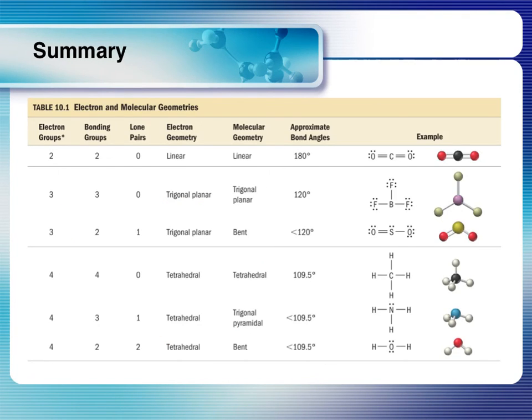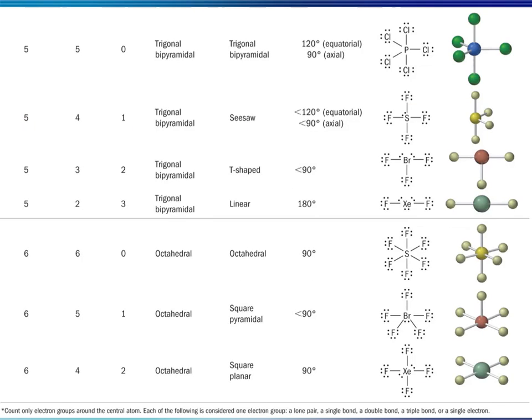So just as a summary, this might be a table that you print out and use as reference. It's on 2 pages. So again, if you have 2 areas around a central atom, it's linear. If you have 3 areas around a central atom, it can be trigonal planar or bent. I'm not going to go through them all again, but it's a really good chart. And there's page 2 of the chart.